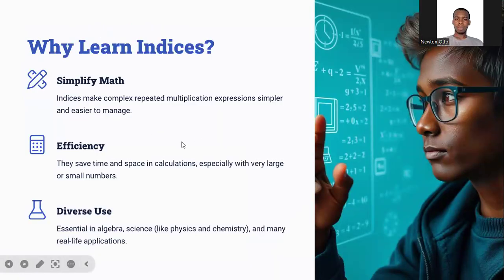So why are we learning about indices? Indices help simplify math, help reduce error, and can be used in diverse cases: physics research, chemistry research, and different types of research.